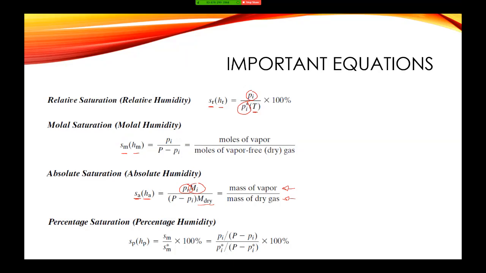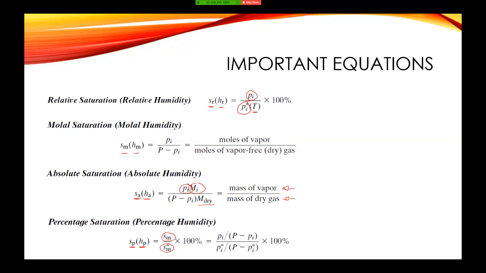For water, 18 grams per mole is the molar mass, and for dry air it is 28.86, if I remember correctly. And the last one is the percentage of saturation, SP, or percentage of humidity. What this relates is how humid the system is. So it compares the molar humidity, SM, with the molar humidity assuming that we have a saturated system. That's why it has the asterisk on it, times 100.